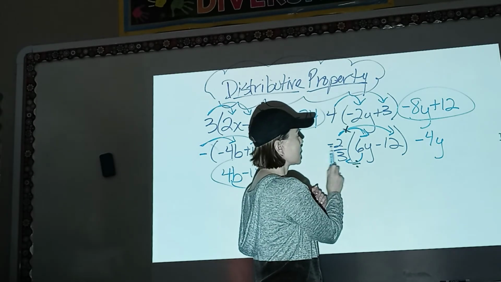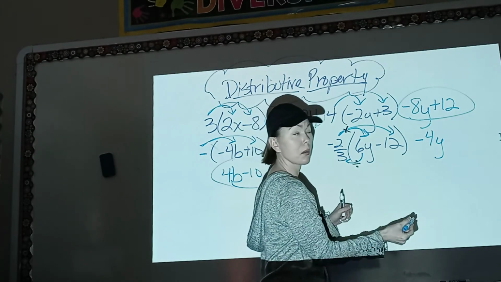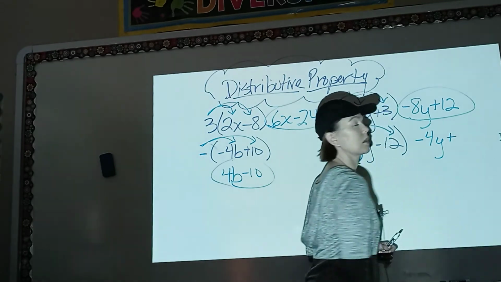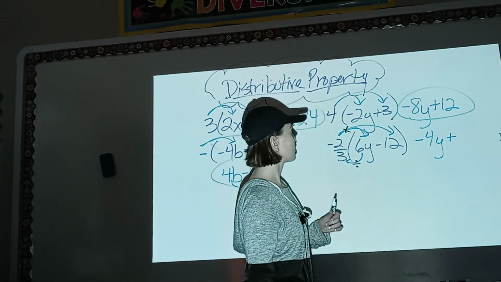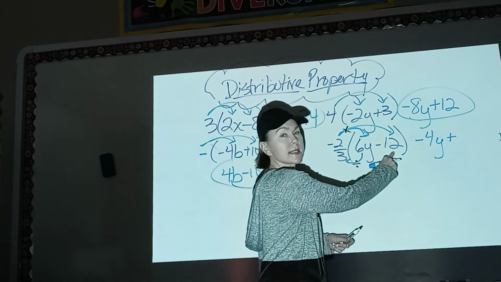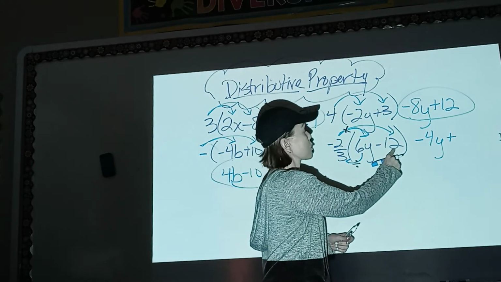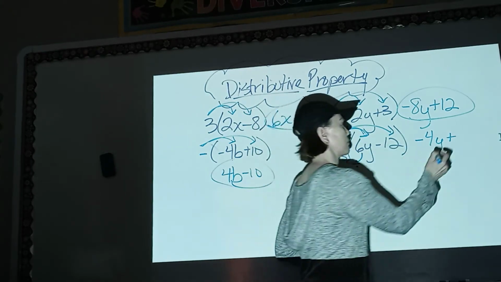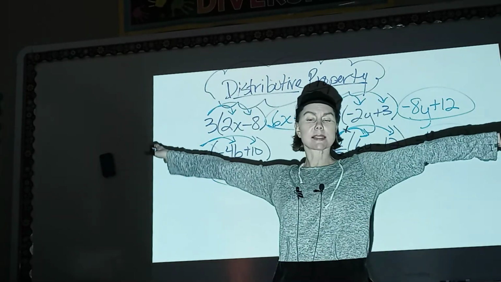Let's try it again. A negative times a negative gives me a positive. So put the plus. Now, 2 times 12 is 24. 24 divided by 3 is what? 8. Yes, and you're done. Yes! Shazam!